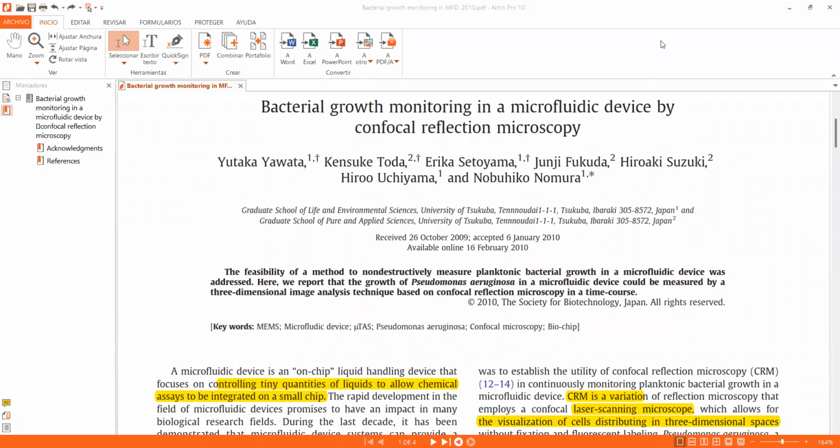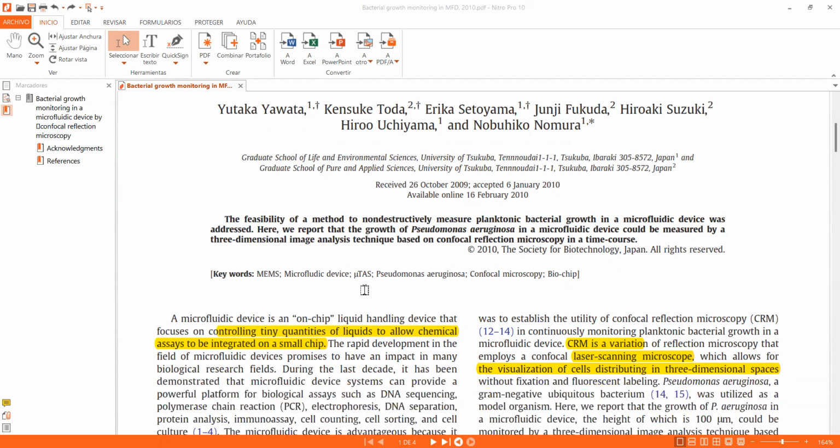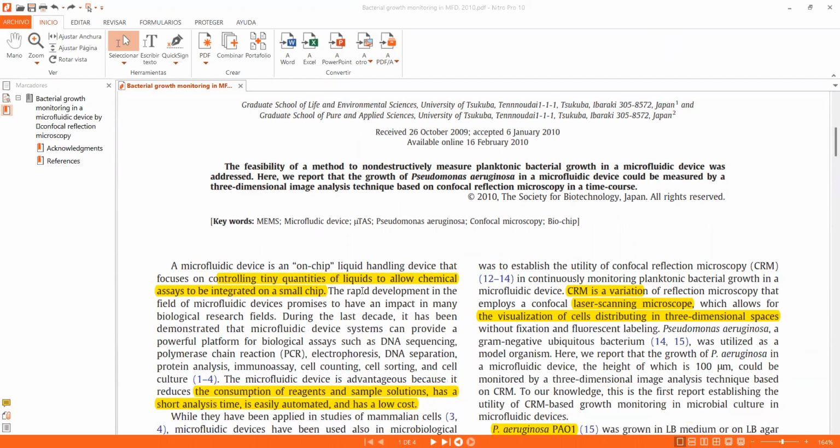Hi, today I'm going to present this paper, Bacterial Growth Monitoring in a Microfluidic Device by Confocal Reflection Microscopy. A microfluidic device is also called a lab on a chip.